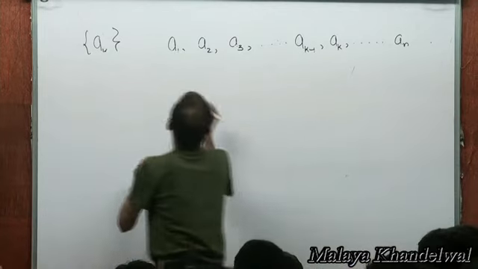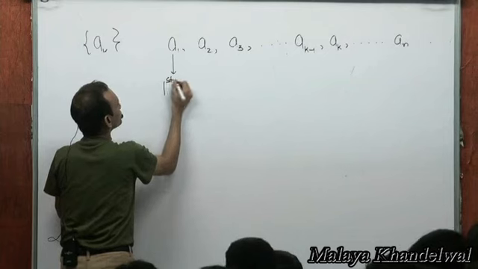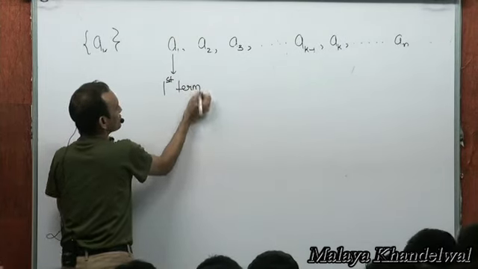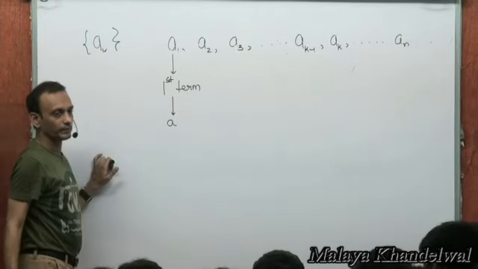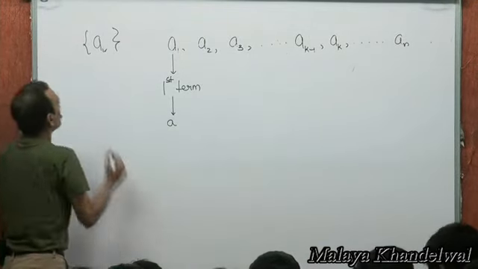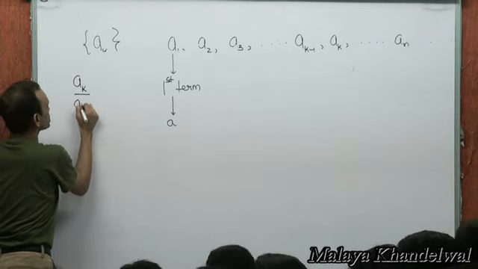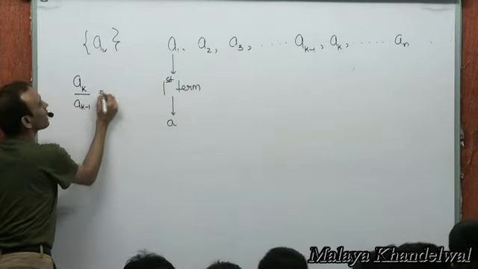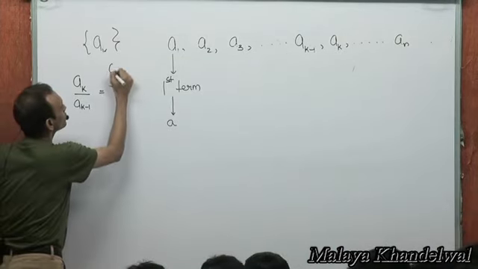Now, suppose this A1, which is referred to as the first term, let me call it A. Now in the sequence, AK by AK minus 1 is R. R is a property of the sequence called the common ratio.